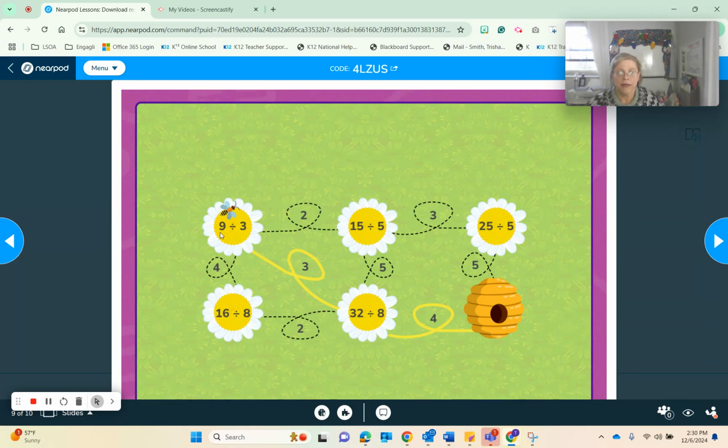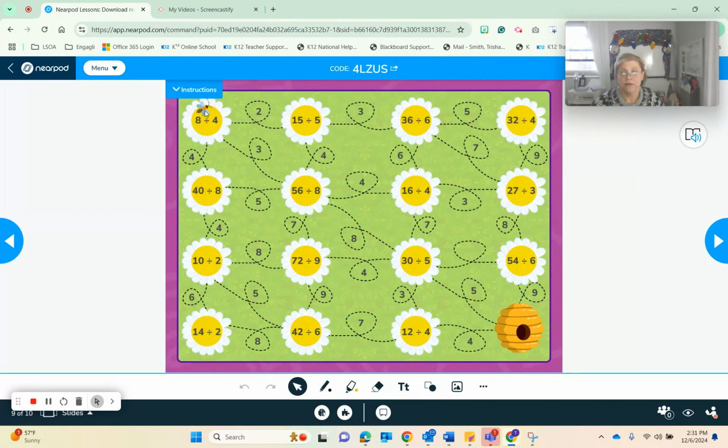So you're going to start right here. 9 divided by 3. So you can either go this way, would it be 4? You could go this way, would it be 2? Or you could go this way, 9 divided by 3, which would be 3. It would be 3. And then you come to 32 divided by 8. So you have 3 different paths. You can't go backwards because your goal is to get to the honey hive. 32 divided by 8, would it be 2? Would it be 5? Or would it be 4? It would be 4.